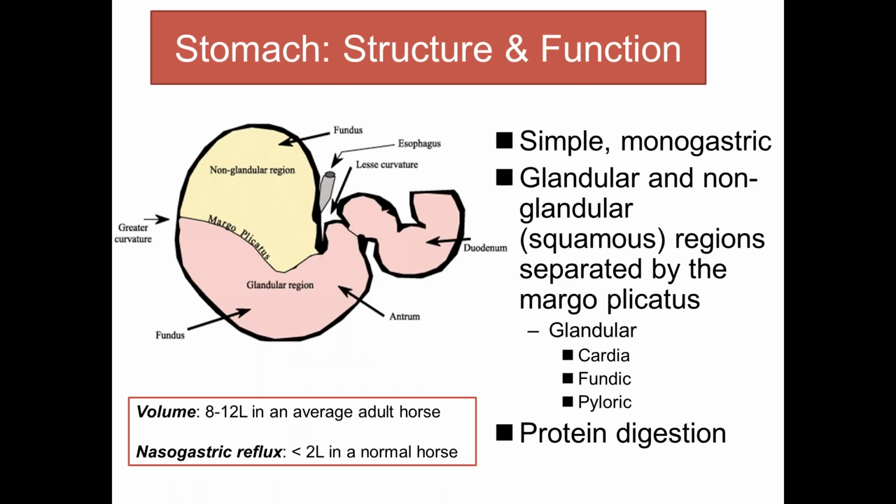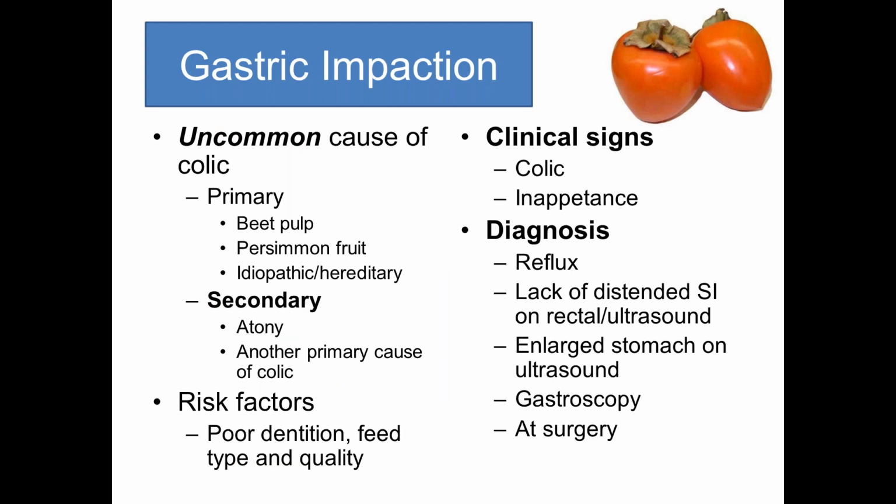quick review. Remember, in the horse, it's divided into two parts, the non-acid producing part, the squamous part, and the acid producing part, the glandular part, separated by this anatomical line called the margo plicatus. There are different regions of it. It does aid in protein digestion and mechanical digestion, and it has about a 12 to 14 litre capacity in an average horse. I think we all have at least anecdotal experience that I've seen a number of Frisians with gastric impactions.